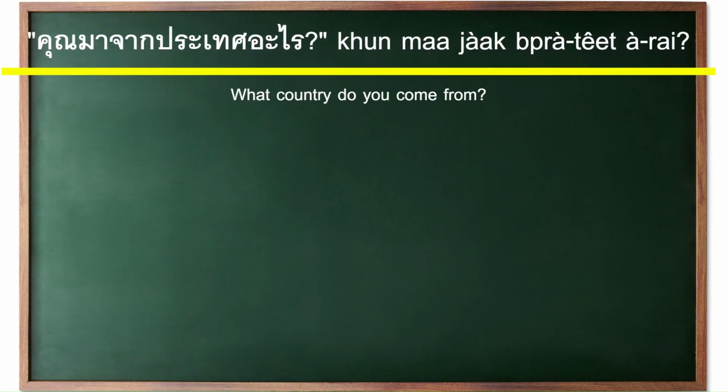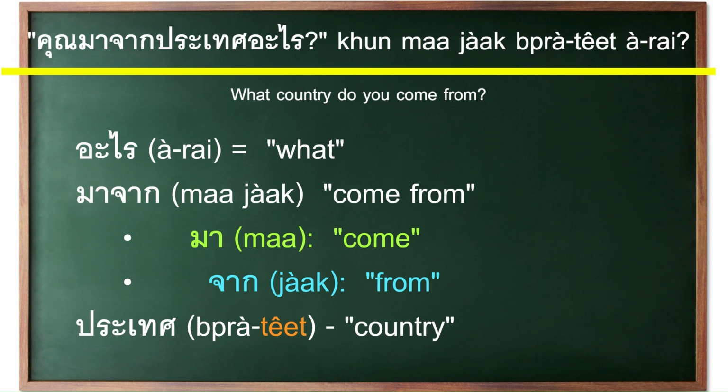Let's explore how to inquire about someone's nationality in Thai using two commonly used phrases. Asking for the specific country. The phrase to use is คุณมาจากประเทศอะไร. What country do you come from? Let's analyze the components of this phrase.